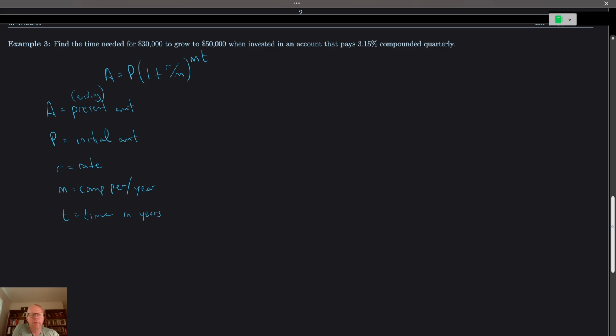Okay, so what are we getting? So find the time. We are looking for T. $30,000 is your P, that's your initial amount. We need that to grow to $50,000, so that will be your A. And then, of course, 3.15% is going to be your R. And then quarterly means that M equals 4. So we have 4 compounding periods per year. All right, so now just plug everything in, then we're going to solve for T. So 50,000 equals 30,000 times 1 plus R, which is 0.0315, over M, which is 4, raised to the 4T.